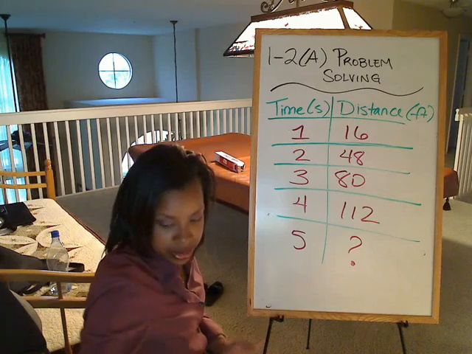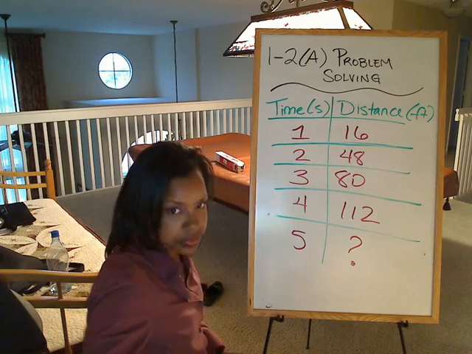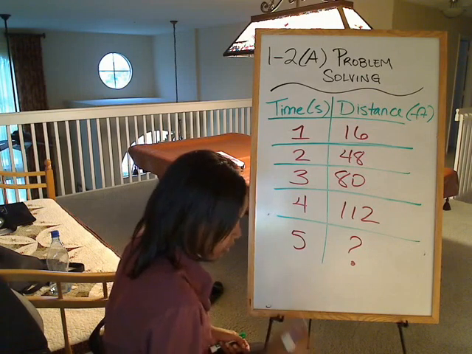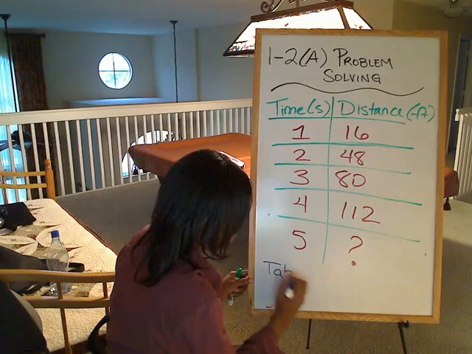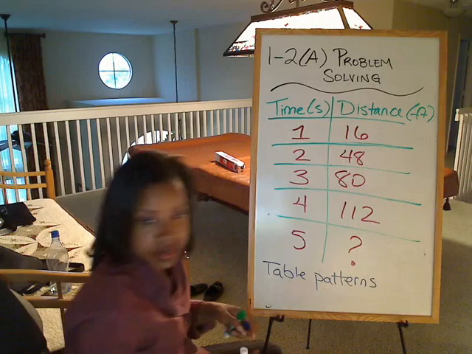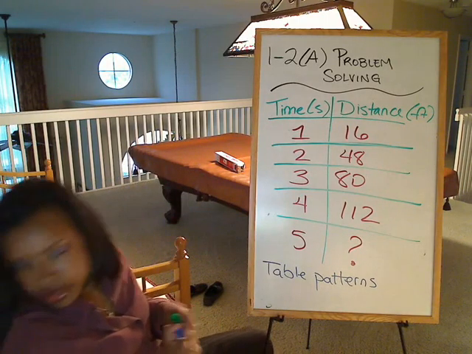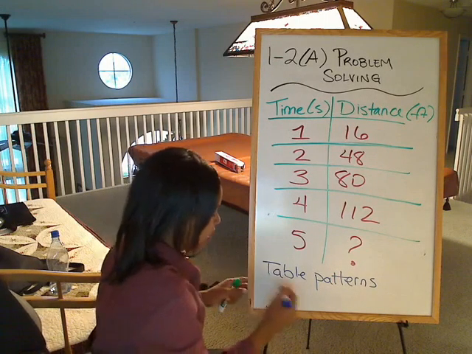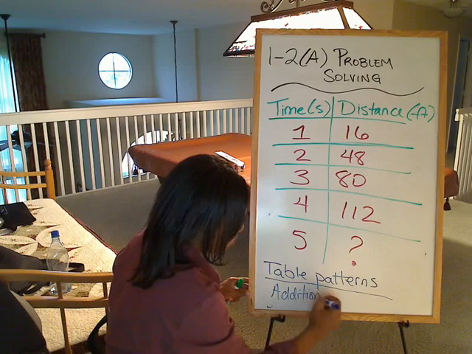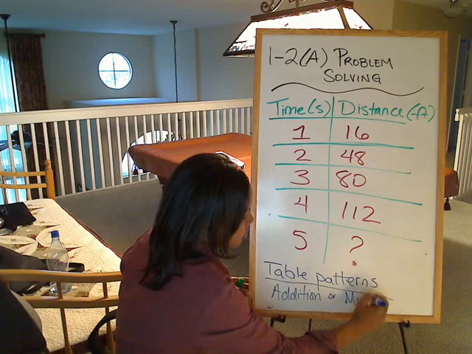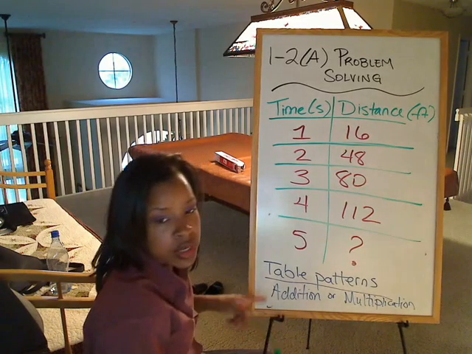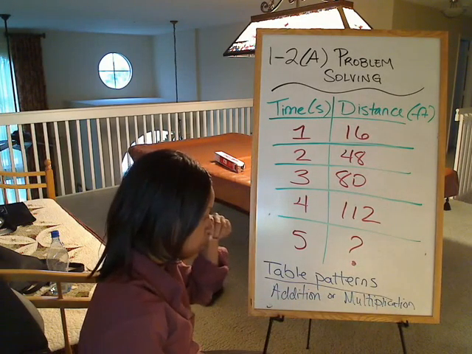So you're looking for a pattern. See if we can see a pattern here. Your patterns usually, you can write this down, with tables. Table patterns, usually you're going to look for addition patterns or multiplication patterns. You're going to look for addition or multiplication patterns. Either one will be good.